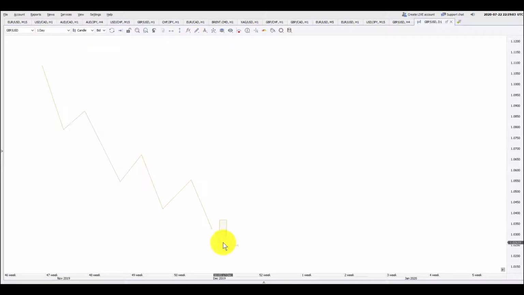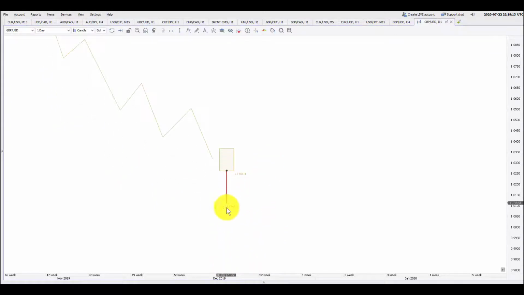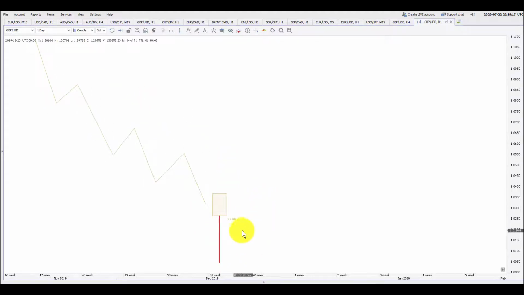if your bullish pin bar is somewhere here like this, then what does it mean? That the price has been rejected from the downside. Okay, the price has been rejected from the downside. So this is where the price is closing right now.